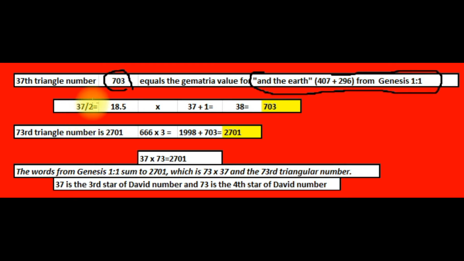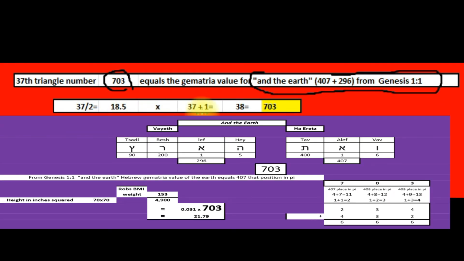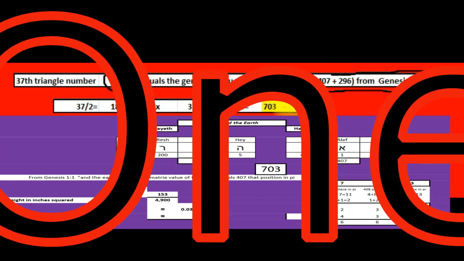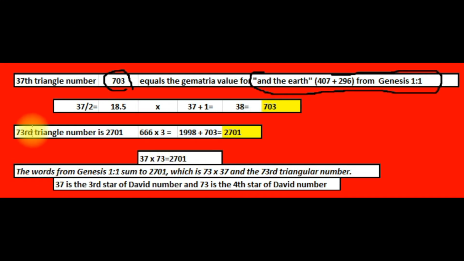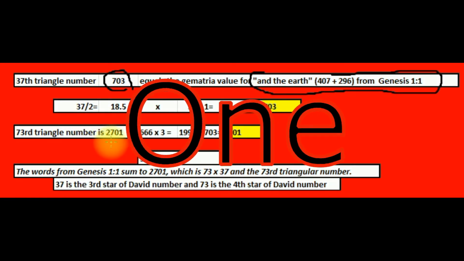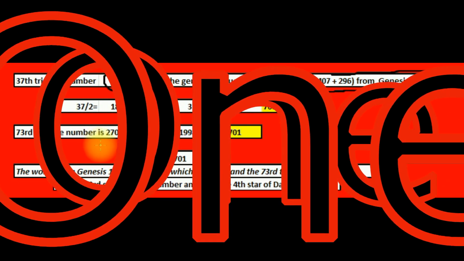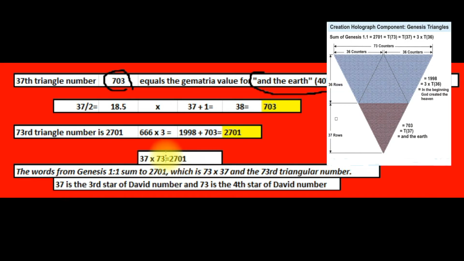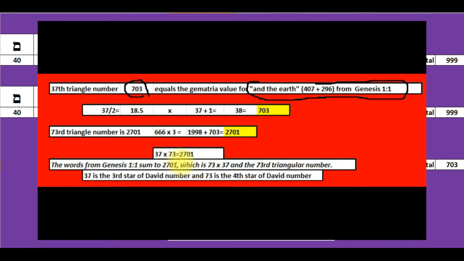Triangle number divided by 2, 18.5, multiplied by the triangle number plus 1, 703. The 73rd triangle number is 2701. That equals the value for Genesis 1 verse 1 in Hebrew. 37 times 73 equals 2701, the 73rd triangle number.